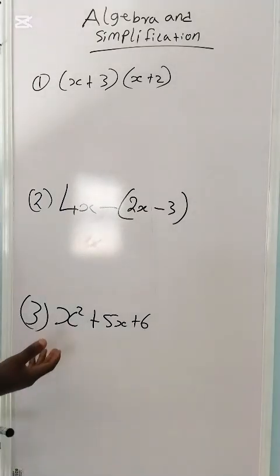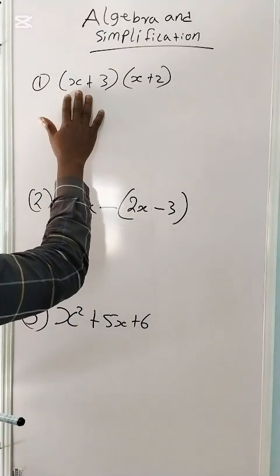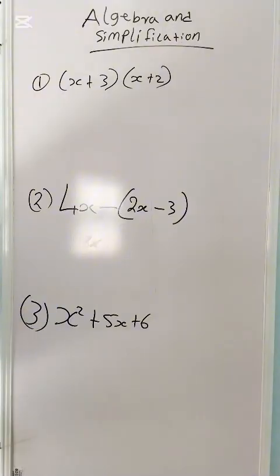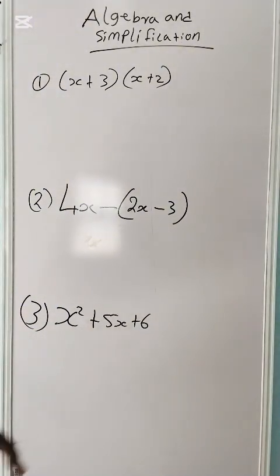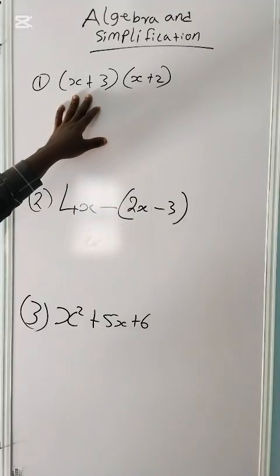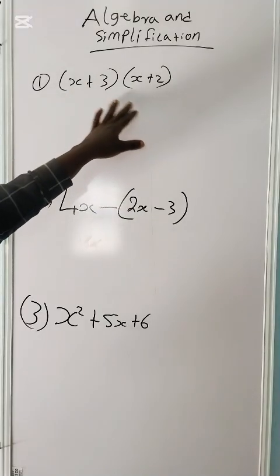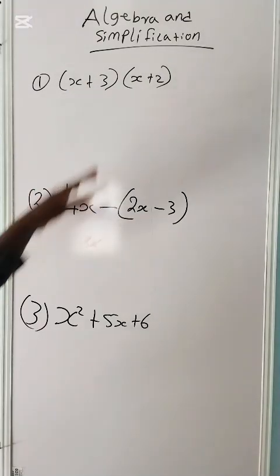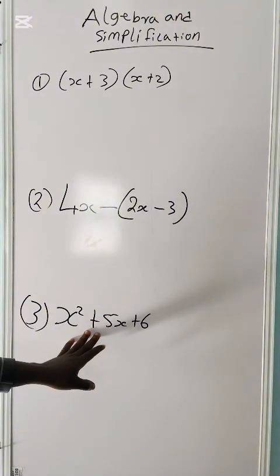This one is expand. This one is simplify. And this one will go to factorize. So now this one is talking about expanding these two brackets. We're going to expand it to make the answer like this.